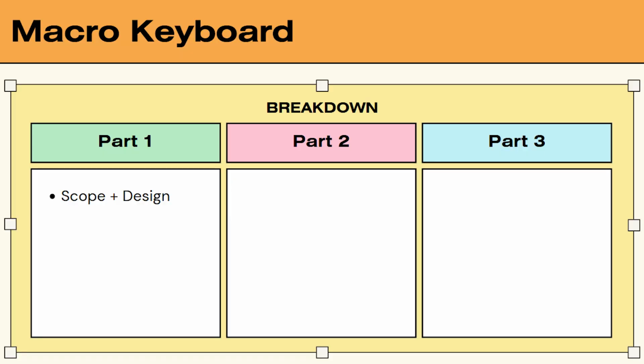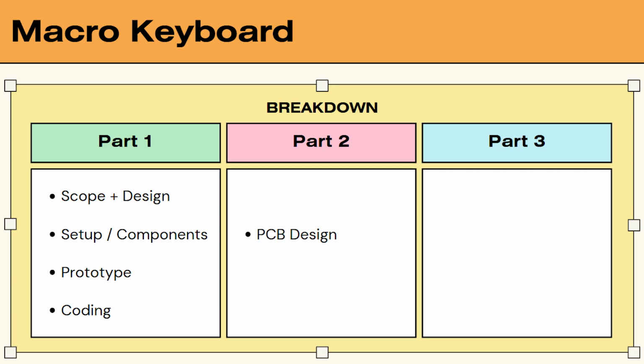So this is going to be broken down into 3 parts. In part 1, we will look at the scope and design of our macro keyboard. This will then help us to decide which components to use, and then we will look at how to set it up. Then we will move on to the prototype and we will create a simple version of our macro keyboard on breadboard. After creating the prototype, we can then write the code. In the second part, we will look at designing a PCB for our macro keyboard and also designing an enclosure. In the last video we will then assemble everything and then we can go write the final code for our macro keyboard. So let's then get started with part 1.